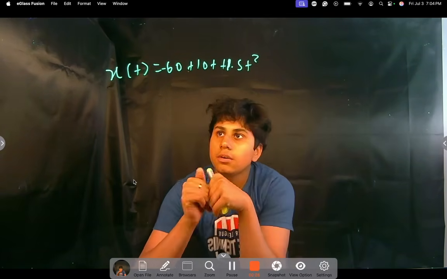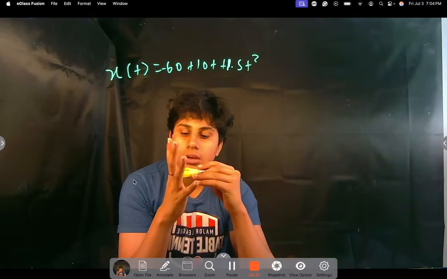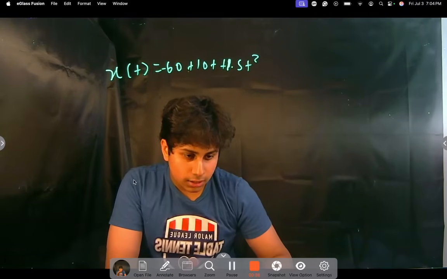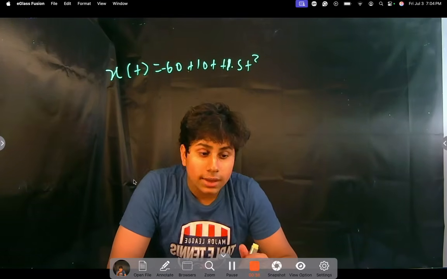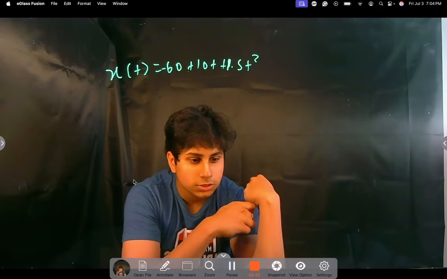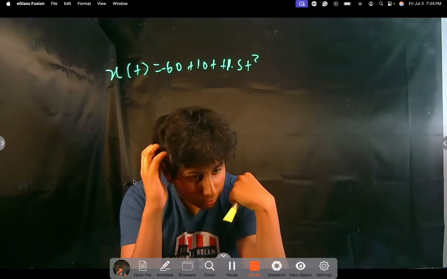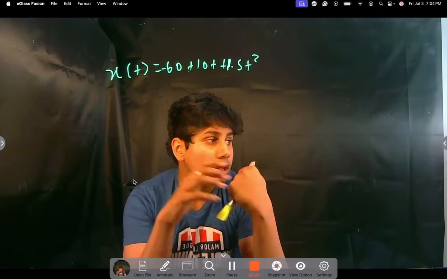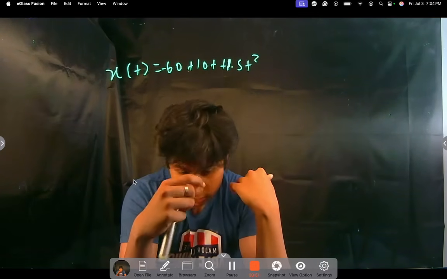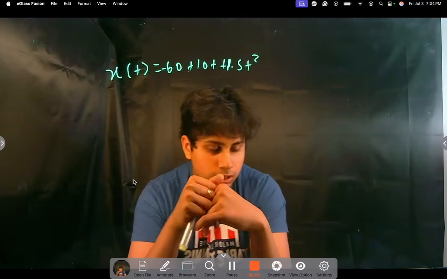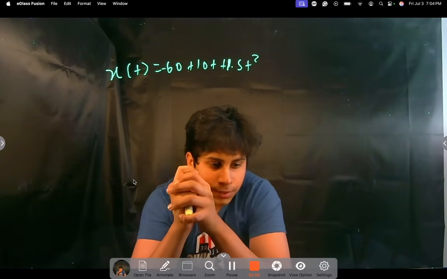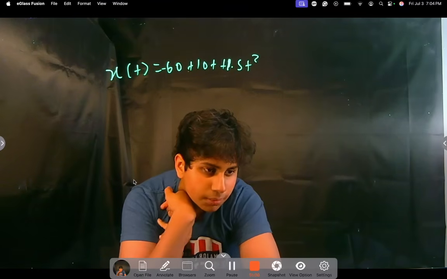So we're given here x of t, and that's basically signaling that we have an x-t graph, right? We're looking at a displacement graph here. And this x-t graph is negative 60 plus 10t plus 1.5t squared, and we're asked whether this graph is moving in the positive or negative direction, right? In order to know that, you're going to have to find the velocity, because velocity is your movement. Whether you're moving in a positive or negative direction is dependent on your velocity, right?